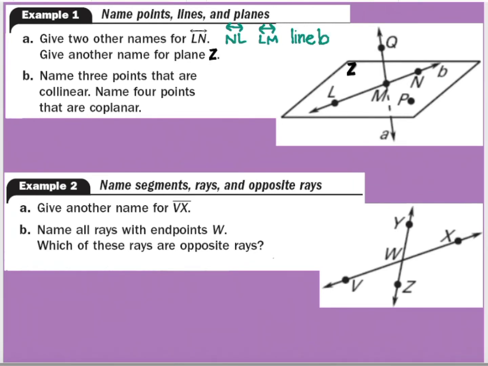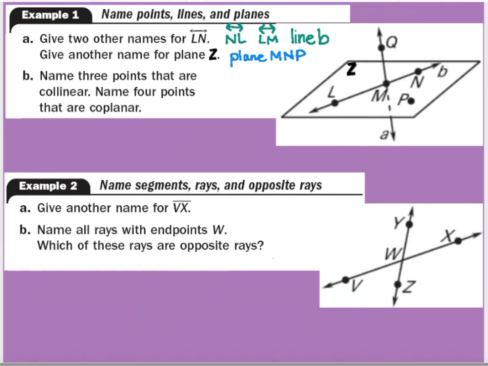The next one says give another name for plane Z. Plane Z, so it sort of has this bold or scripted print in the corner. Remember, the other way to name a plane is to use 3 points that form a triangle. So you wouldn't want to use L, M, and N because those don't form a triangle. Those are collinear. We would want to use something like M, N, and P. So we could call this plane MNP. Order wouldn't matter. M, N, P would be one good way to do that.